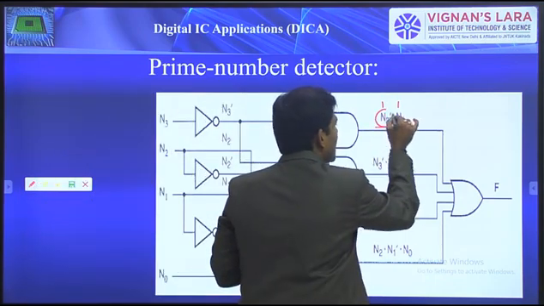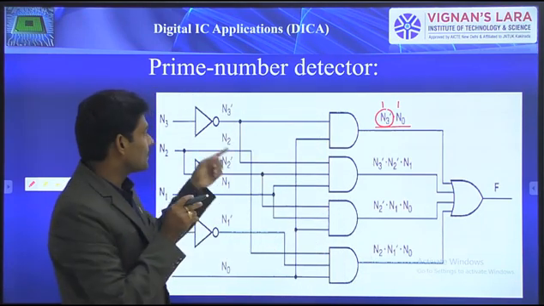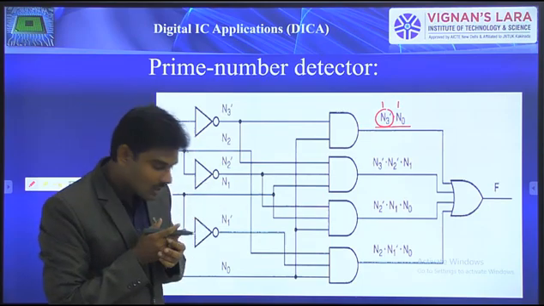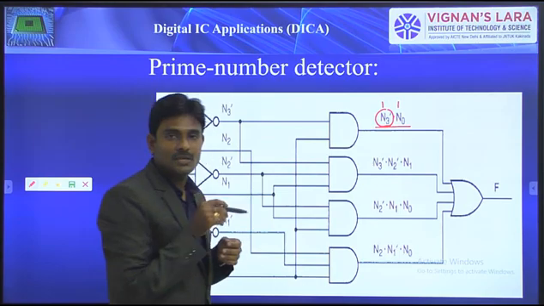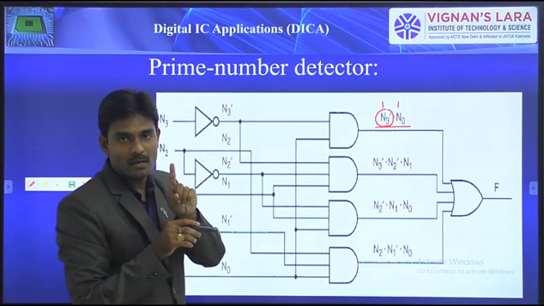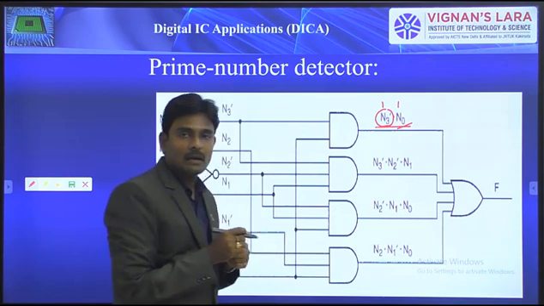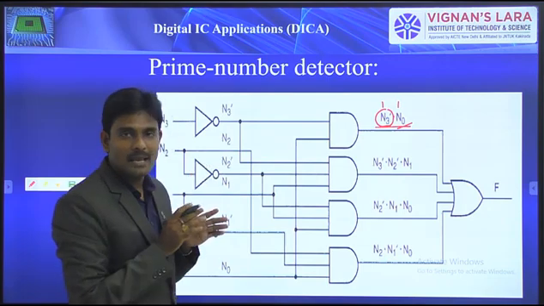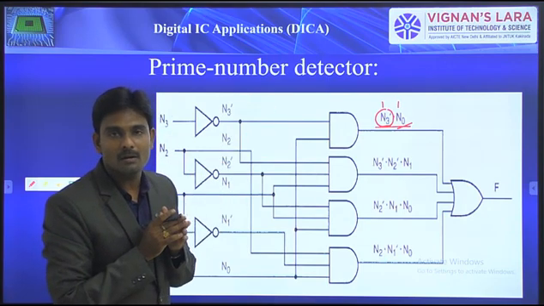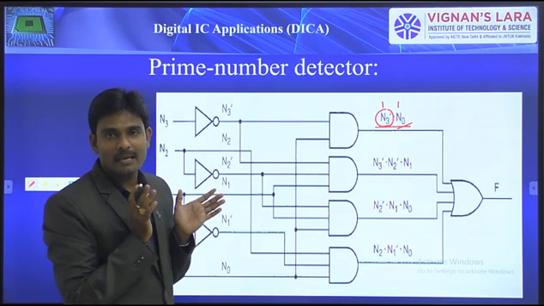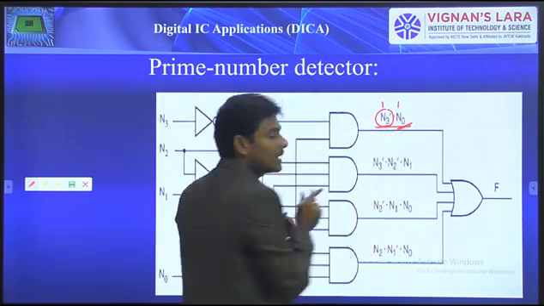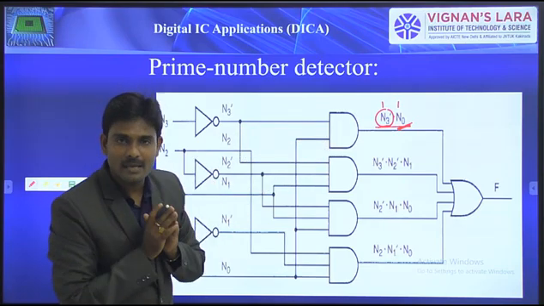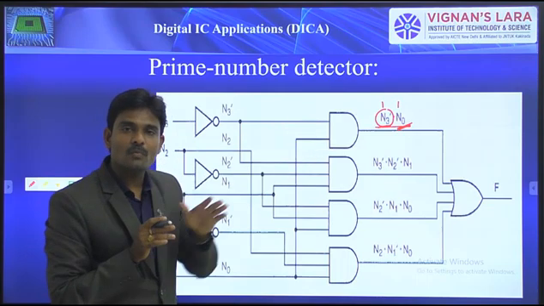Because of N3 bar, we are performing inversion on the N3 input, so N3 input must be 0. Then N3 bar becomes 1. And N0 is in true form, so N0 input must be 1. If that is the case, then N3 bar AND N0 becomes 1. If both are ones, then only this output becomes 1. For all remaining cases, the output of these two input AND gate becomes 0.